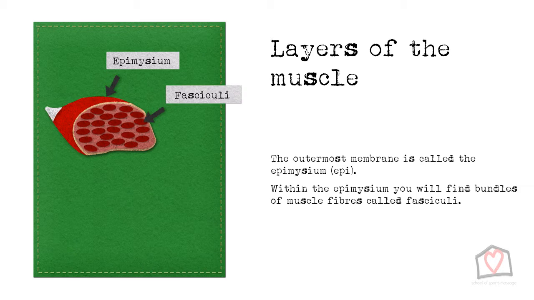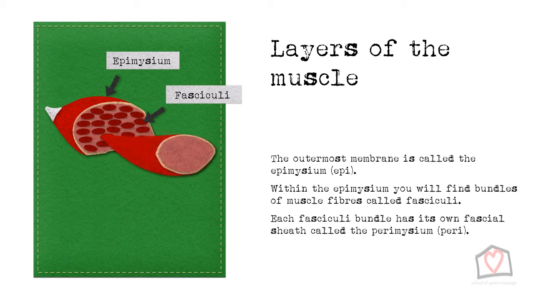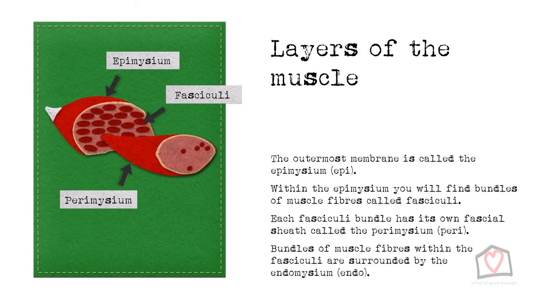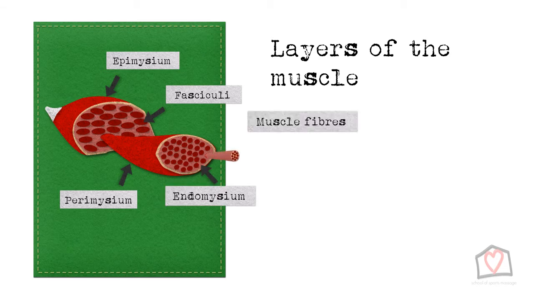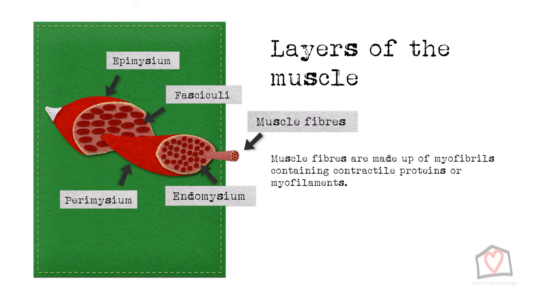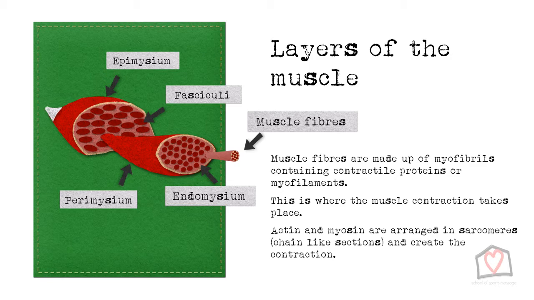Each fasciculus bundle has its own fascial sheath called the perimysium. Peri meaning enclosing or surrounding. Within the fasciculi you will find bundles of muscle fibres. These are wrapped by the endomysium, endo meaning inside or internal. These muscle fibres are made up of myofibrils, and these contain the contractile proteins or myofilaments. This is where the muscle contraction actually takes place. The 2 myofilaments that create the contraction are actin and myosin, and are arranged in chain-like sections called sarcomeres.